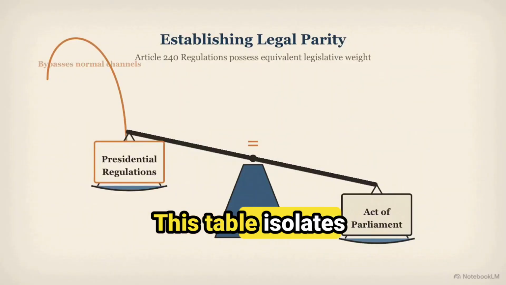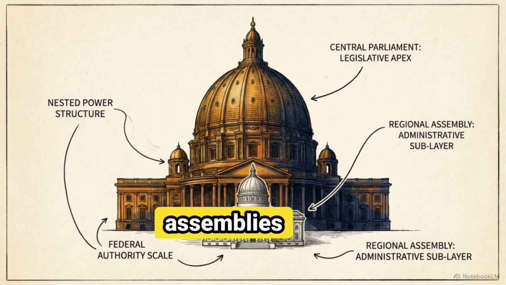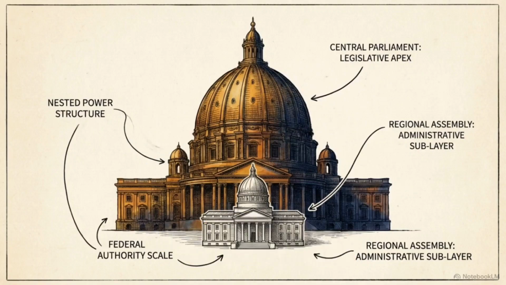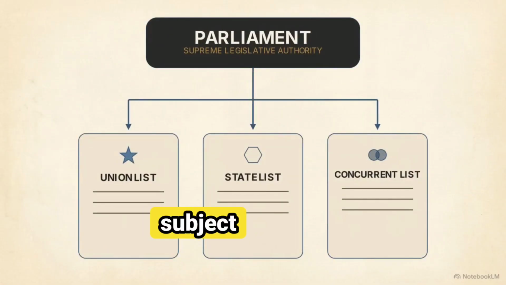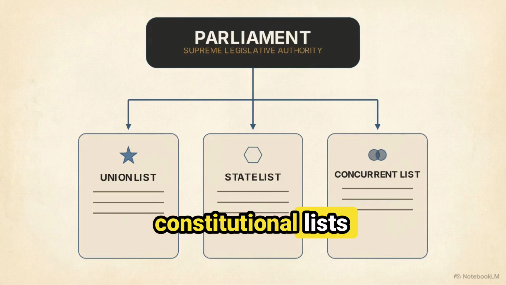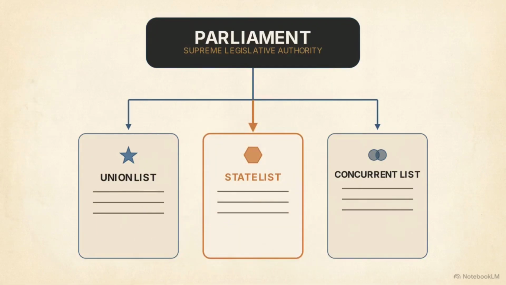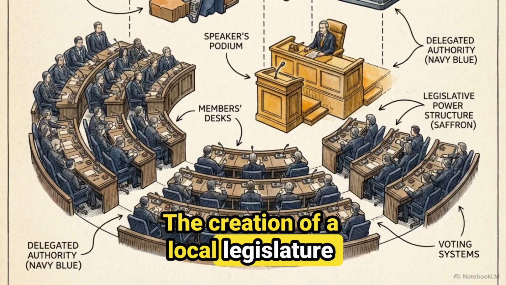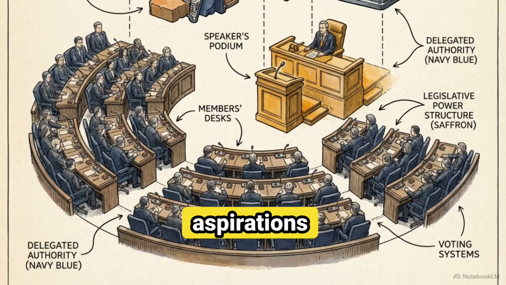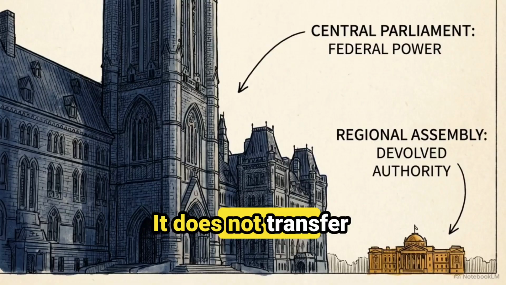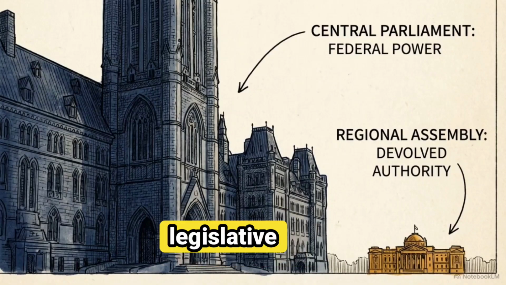This table isolates the 3 significant exceptions. Providing these territories with assemblies does not negate central control. Parliament explicitly retains the power to make laws on any subject across all 3 constitutional lists for these territories, even in areas usually reserved for states. The creation of a local legislature in a union territory serves to accommodate regional political aspirations through delegated power. It does not transfer sovereign rights, and the central government maintains an absolute legislative veto.